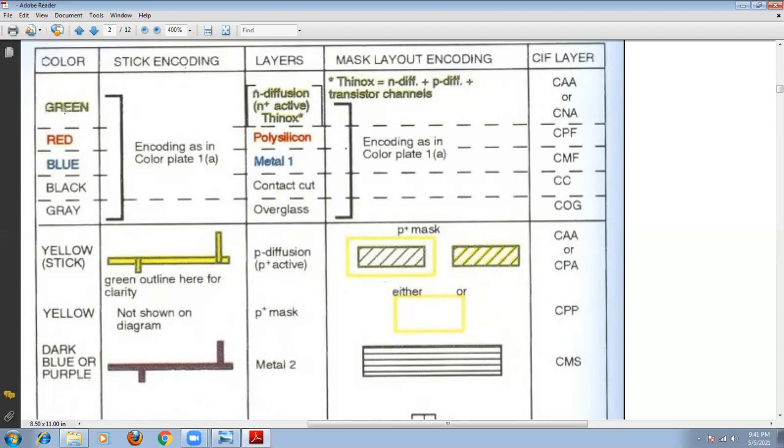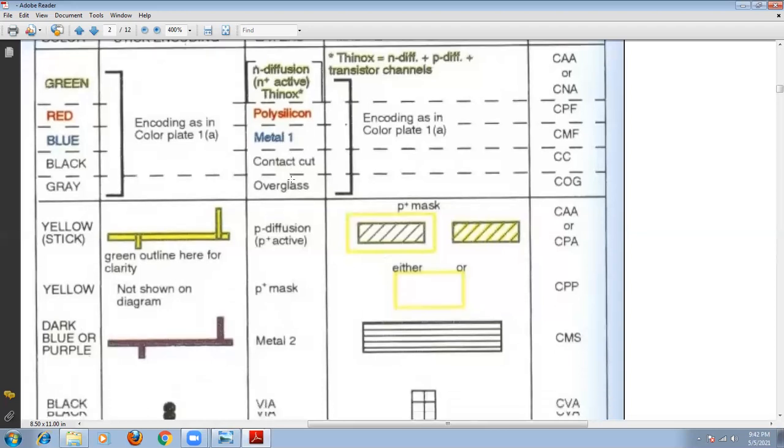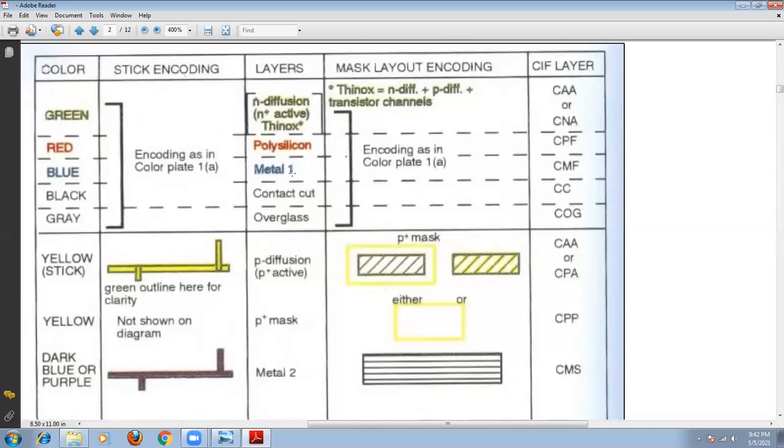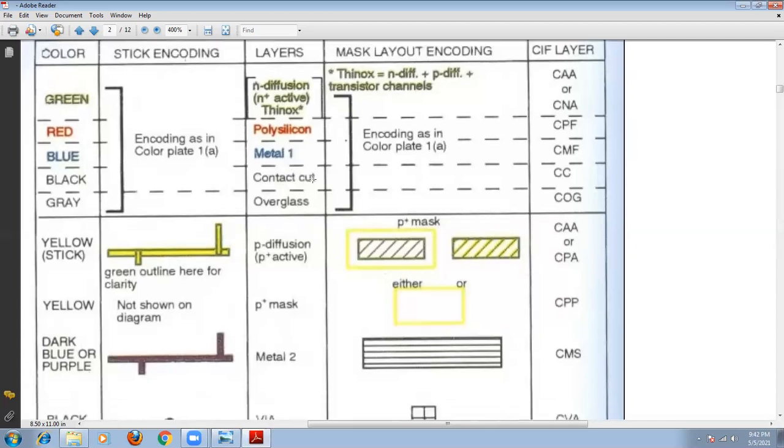So green is used to identify the diffusion FINAX layers, red is used to identify the polysilicon, and blue is used to identify the metal one layers. Remember, this is the metal one layer. Similarly, we have black color. Black color is used to identify the contact cuts. This is the contact cut: a circle surrounded by black color. That is called a contact.